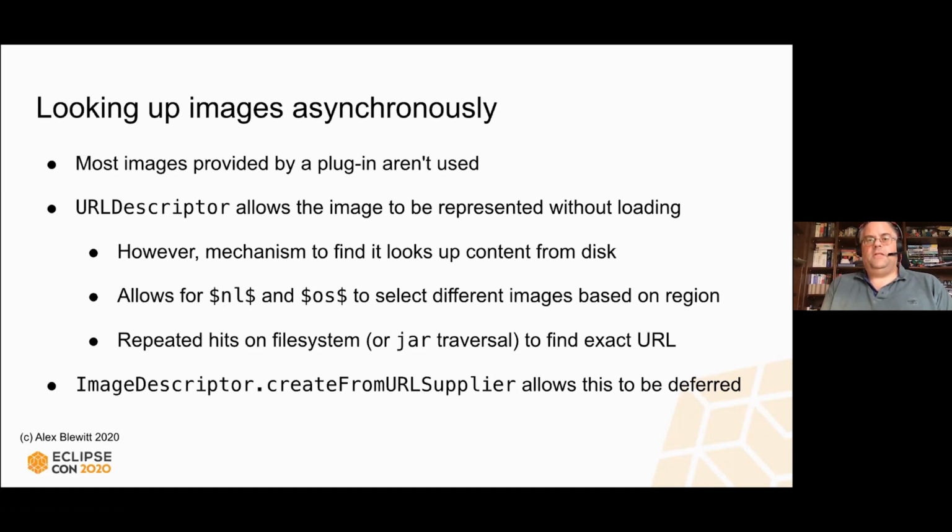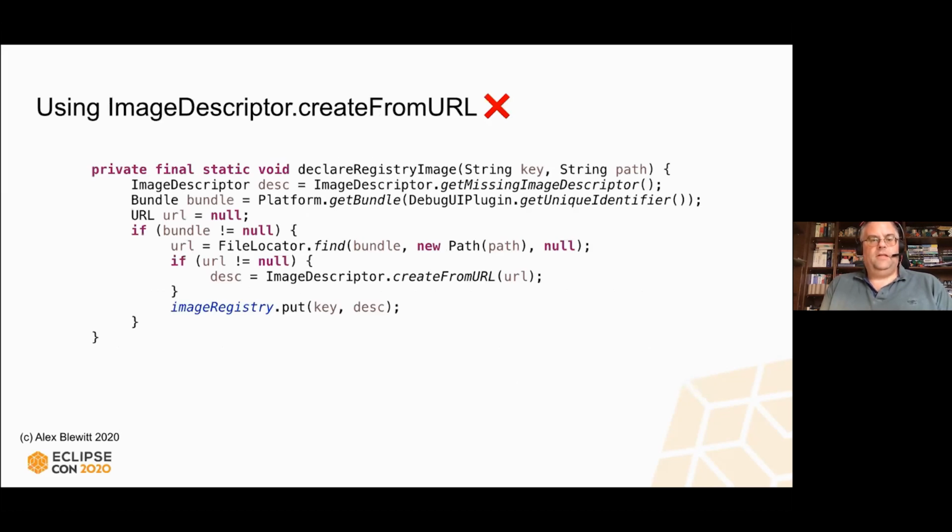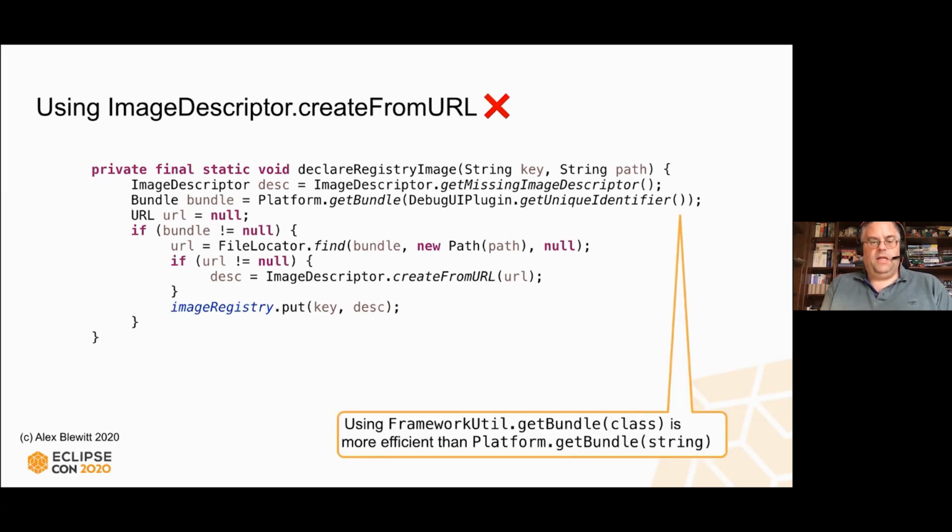However, if you are using something like FileLocator to find a URL from inside a bundle and then scanning it by expanding things like the language or the OS that's being used, then there'll be a lot of file IO hitting the jars to find out if one of these things exists with an expanded form. Instead, we've created something called createFromURLSupplier that allows you to pass in a lambda that will calculate the URL on demand. So this is the old way the debug UI plugin used to create its images. We would pull on the empty image first of all, and we would do that every time.